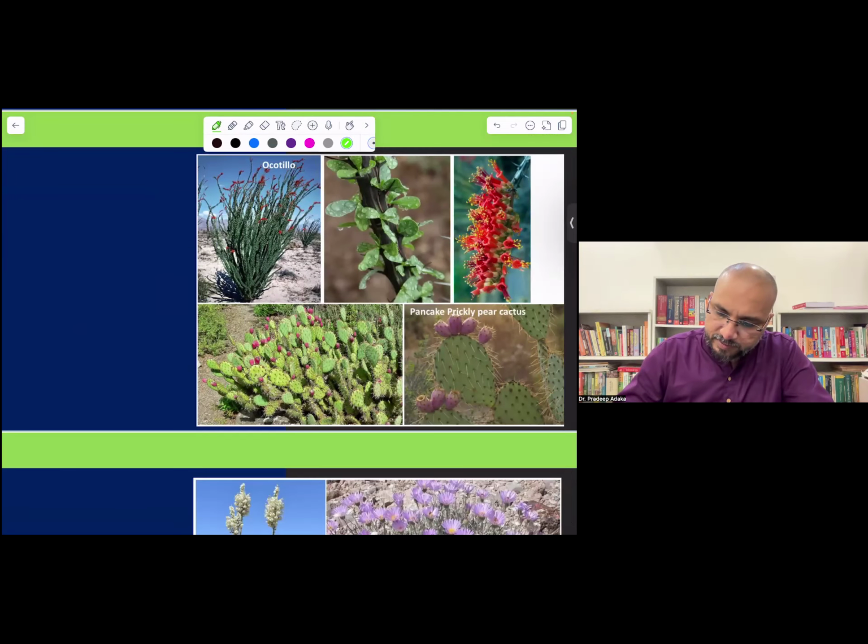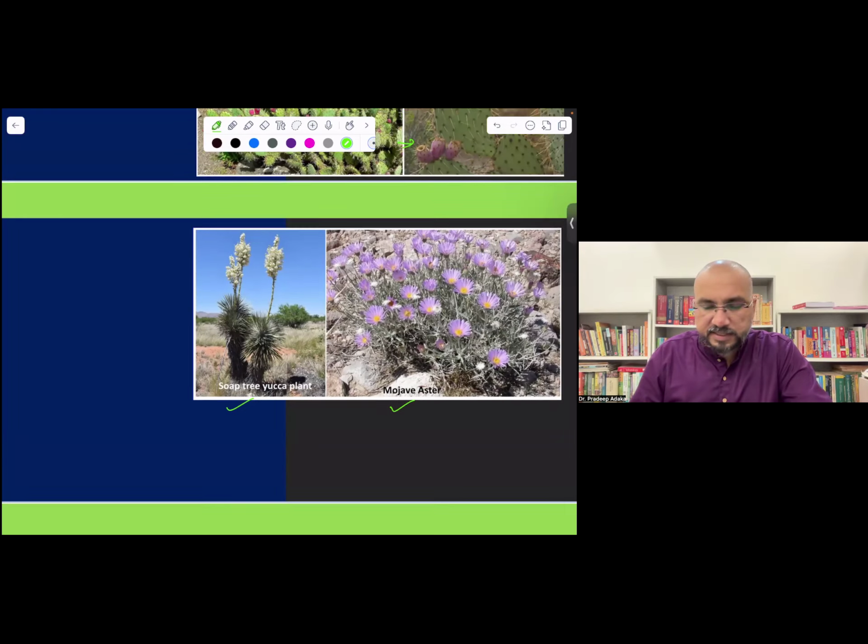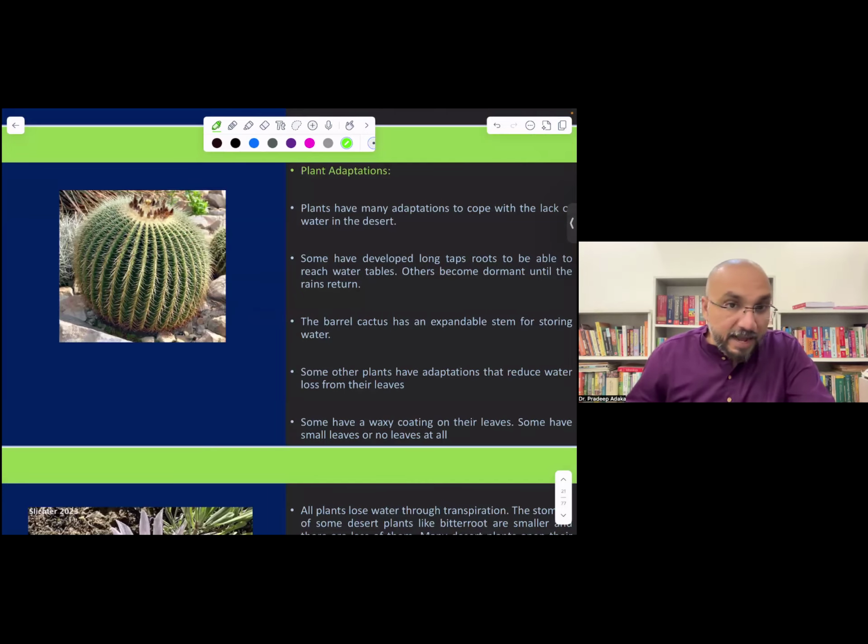So prickly pear, Opuntia, prickly pear cactus. These are their fruits. They are very juicy. These are the fruits, red in color. So Ocotillo and Opuntia. Other plants are soap tree, yucca plant, and Mojave aster. These are some of the plants that you commonly see in the desert biome. Now, let us look into the adaptations that these plants have to survive in these harsh conditions.